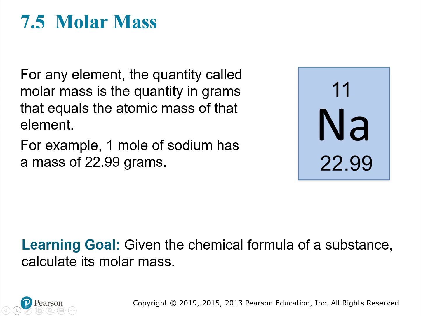We have molar mass. The molar mass is just the quantity in grams that equals the atomic mass of that element. So if we had a mole of sodium, when you look at sodium on the periodic table, you've got the atomic number at the top, which tells you how many protons. And then you have the atomic mass at the bottom. That tells you the mass of one atom, the atomic mass units, right? But if you express that in grams, then that is the molar mass.